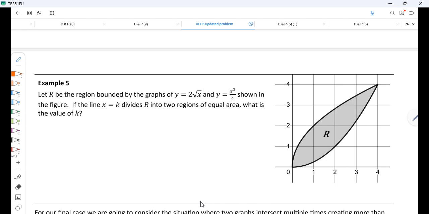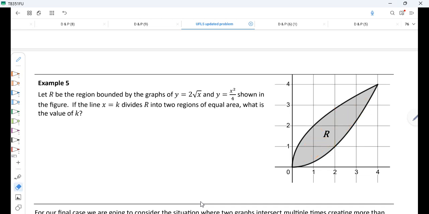We have some sort of region. We have the equations that give us our region, and we want to split this into 2 regions of equal area. I guess this one doesn't say calculator active, so I guess we can probably do this one. Except it says the line x equals k, so we're looking for a vertical line. So if I took a vertical line and just put it down the middle, I don't think those are going to be equal areas because this is kind of fatter in here and this is kind of skinnier up there. So it's not as simple as just cutting the thing in half.